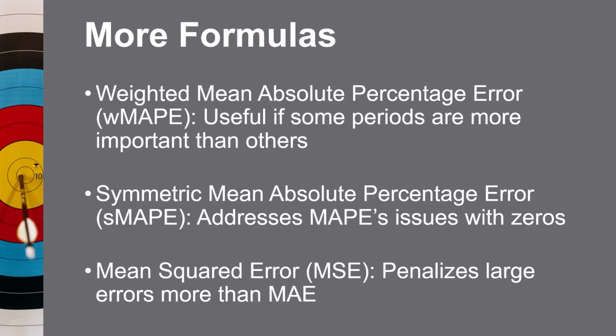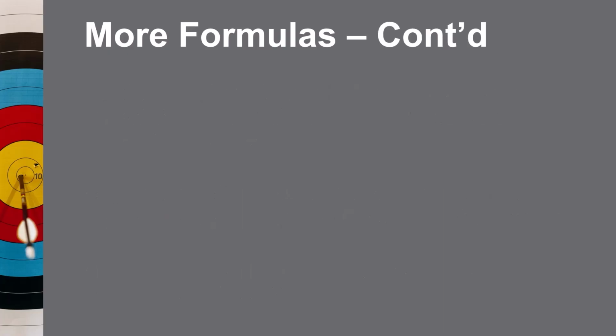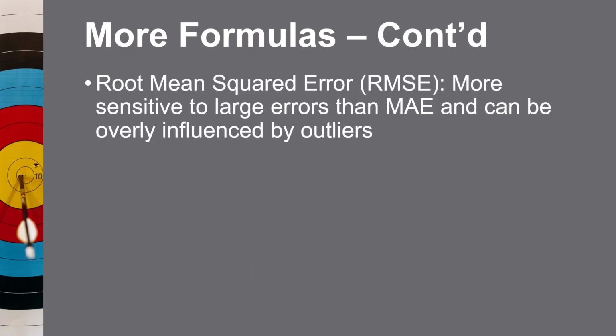The mean squared error is the average of squared differences. It penalizes large errors more than the mean absolute error. However, it's a squared number in different units, making it hard to explain. The root mean squared error is the square root of the mean squared error. This provides a squared metric in the original units. It's more sensitive to large errors than the mean absolute error and can be overly influenced by outliers.